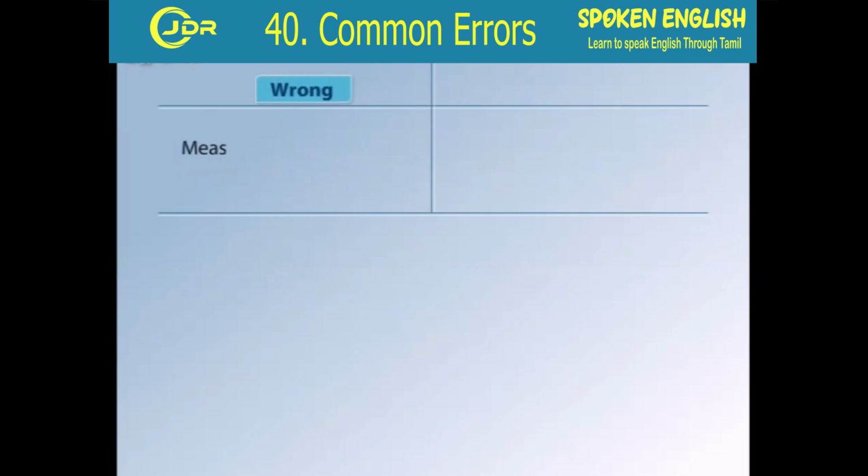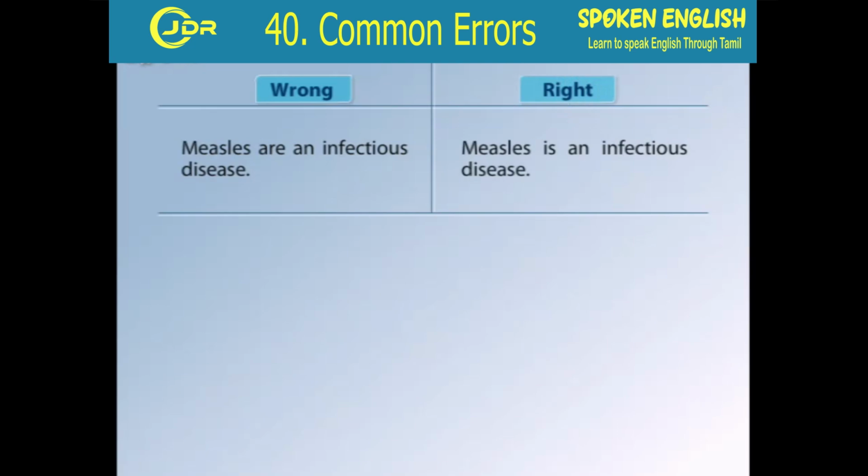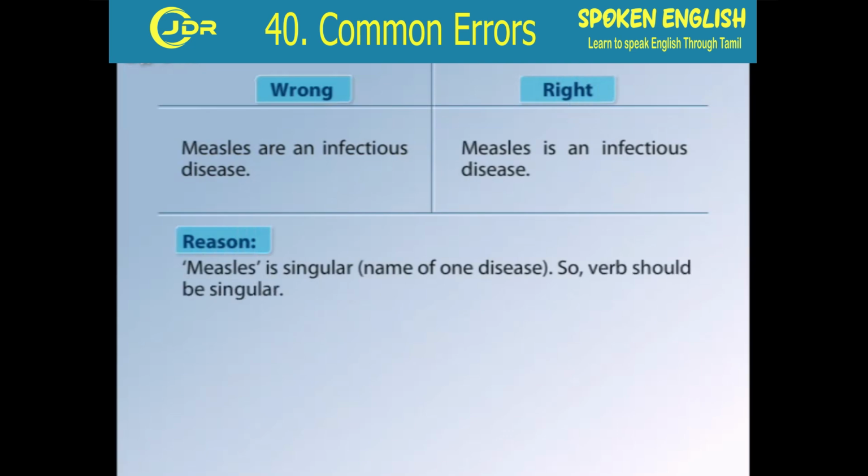Wrong. Measles are an infectious disease. Right. Measles is an infectious disease. Reason: measles is singular, name of one disease, so verb should be singular.